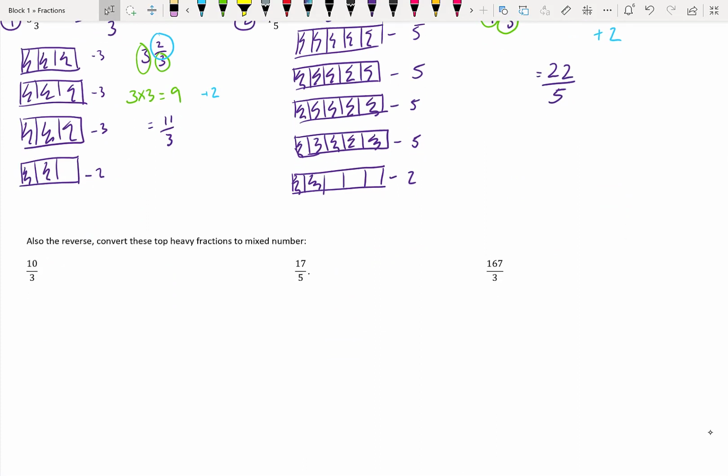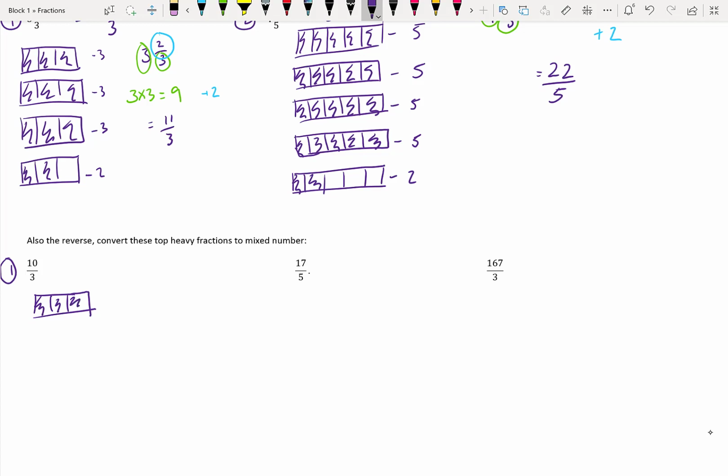Okay, further down, we are going to look at something similar, but we're going to try and go the other way. So here we've got top-heavy fractions, and I want to change them to be mixed fractions. So looking at my first example here, I've got 10 thirds. So again, I'm just going to use my picture. I've got 1, 2, 3 of them there.